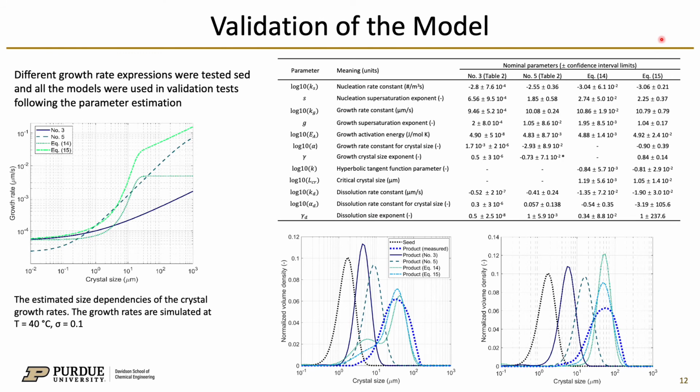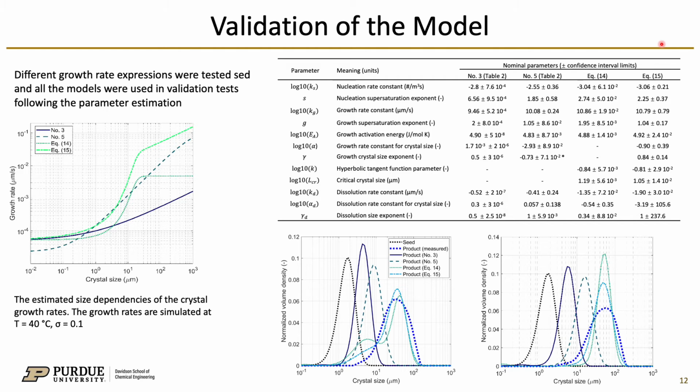Parameter estimation was done for 4 different size-dependent growth rate equations, and the performance of these models was tested by comparing them to the validation experiment results. Depending on industry requirements for compound A production, our main focus was to have a predictive model which describes the final crystal size distribution the best.